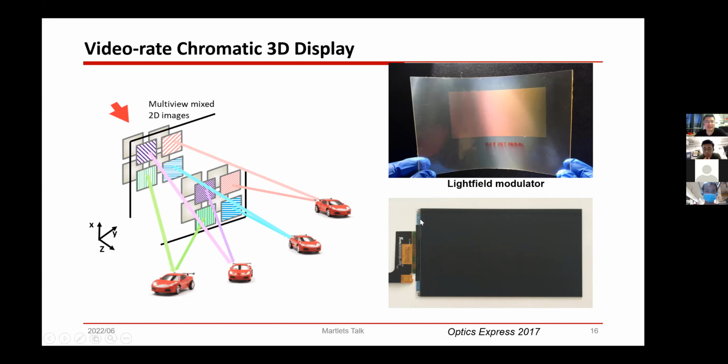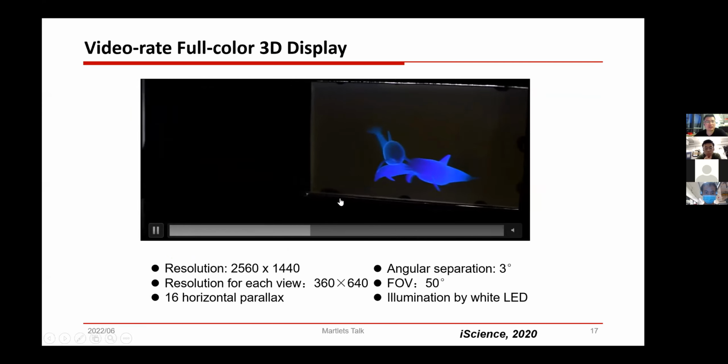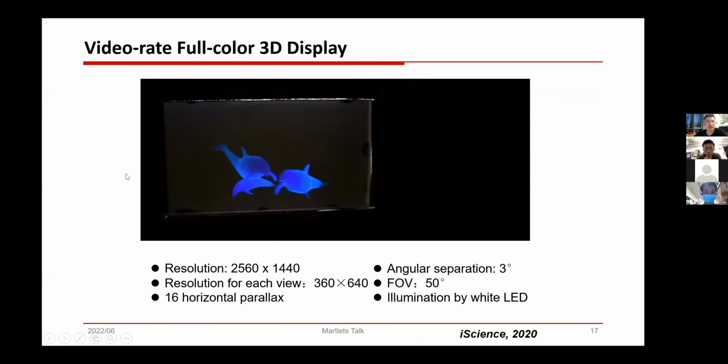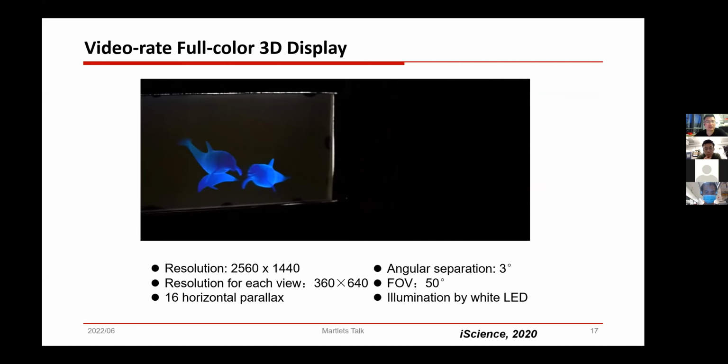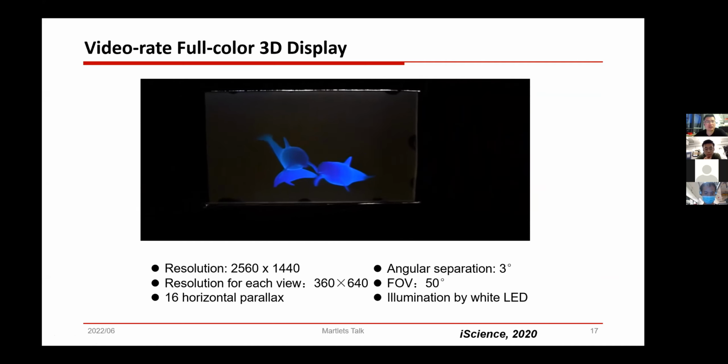The display screen varies. In this work, the display is 6 inches, and in some displays we use 32 inches. So in most of our studies, the display size is from 5 inches to 32 inches. Okay, I see. For the full color 3D display, the resolution is always criticized.